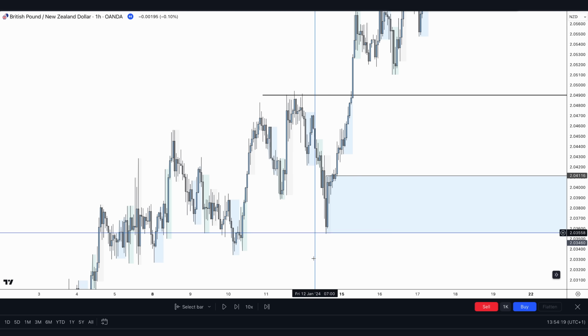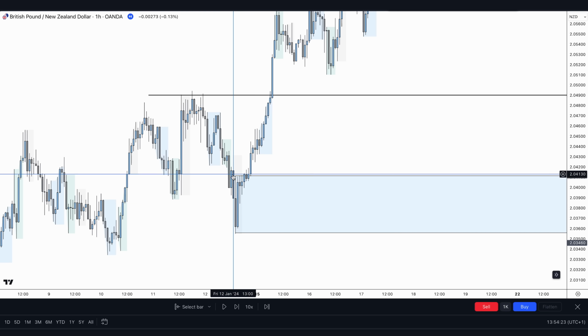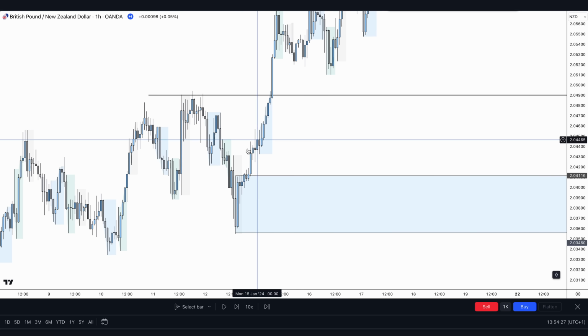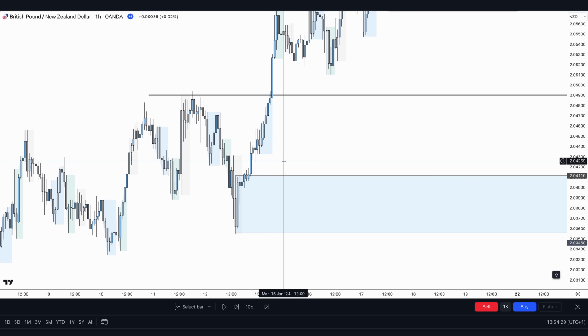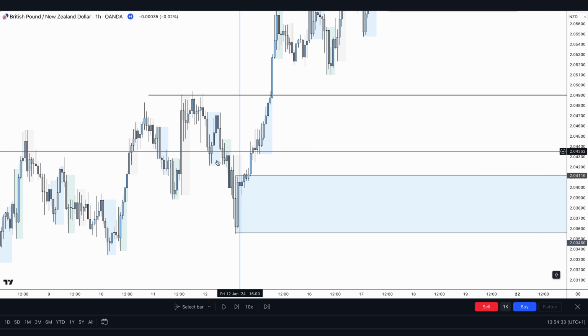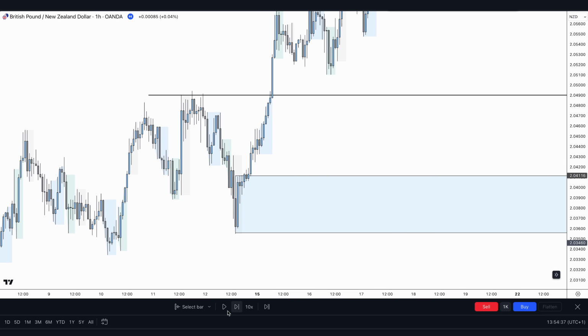But we can see here on the hourly, there is no additional imbalance left open. There's no extra zones that we could refine to. So in this example, the best thing we could do is just stop here at the 4 hour. We've already more than doubled, almost tripled the reward potential of this trade. So there's no need to start digging lower and looking for extra opportunities.